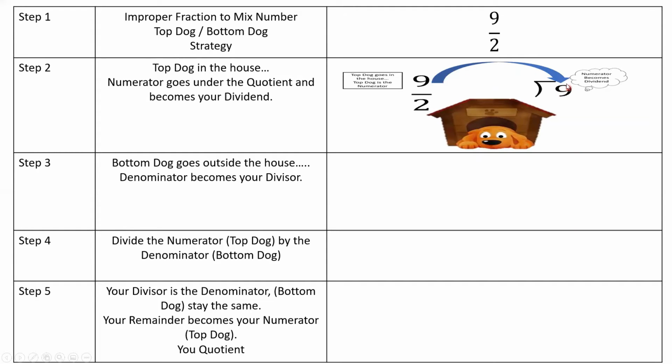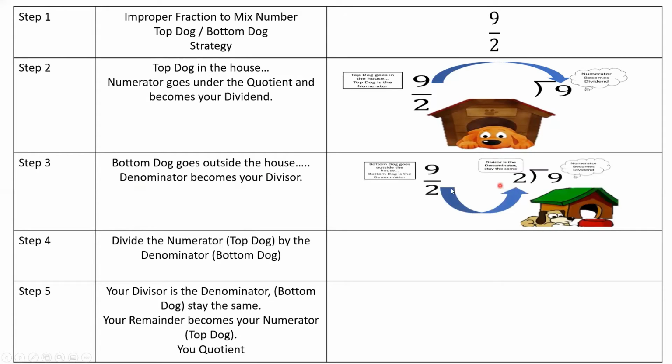And yes, we're using a lot of mathematical vocabulary. All right, now the next one. The bottom dog goes on the outside of the house. The denominator becomes your divisor. And what do we mean by that? 2 is our denominator. 2 will now become our divisor. And if you notice, our divisor and the denominator stays the same. Nothing changes.